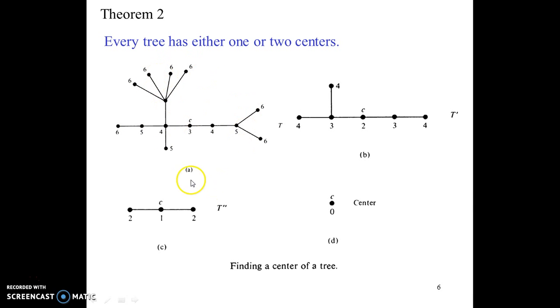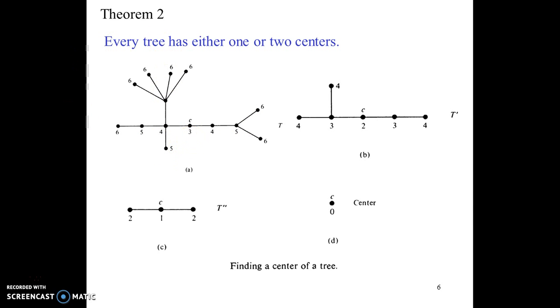After finding the eccentricity values of all vertices, find the vertex which has the minimum eccentricity value. In this tree, the minimum eccentricity value is 3. Hence, the vertex that has the eccentricity of 3 is the center of the tree.